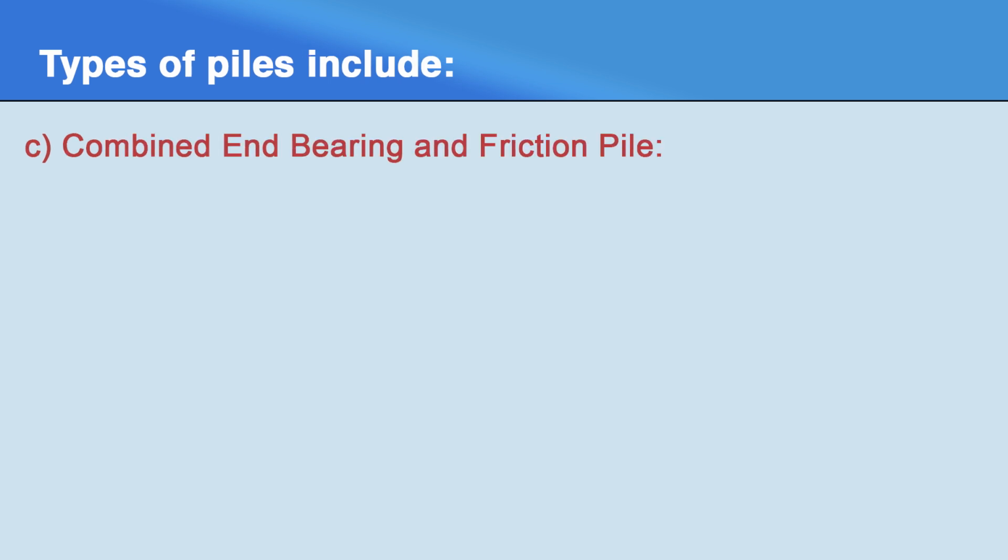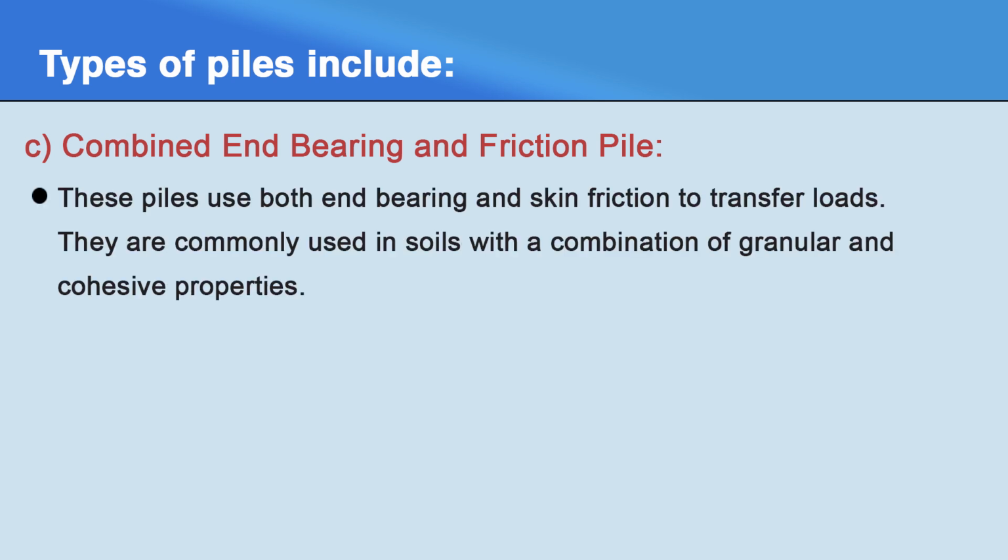Then the next is combined end bearing and friction pile. These piles use both end bearing and friction to transfer loads. They are commonly used in soils with a combination of granular and cohesive properties.